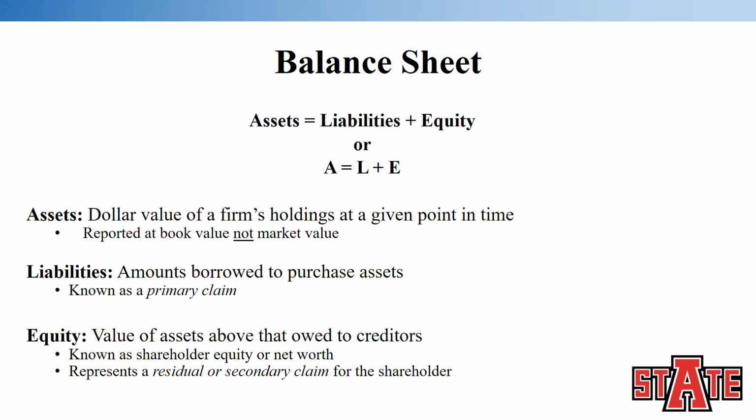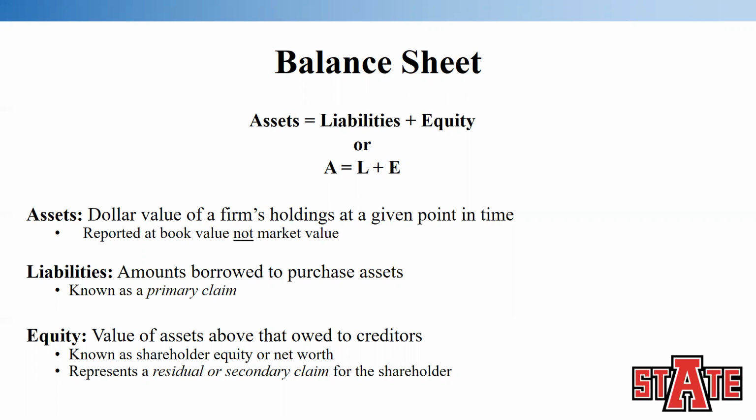And so a couple of key things come from this. Number one, assets are shown on the balance sheet. Assets show us the dollar value of all of the firm's holdings at a given point in time. And that's why the balance sheet is often referred to as a snapshot or a picture of here's what our assets look like right now.